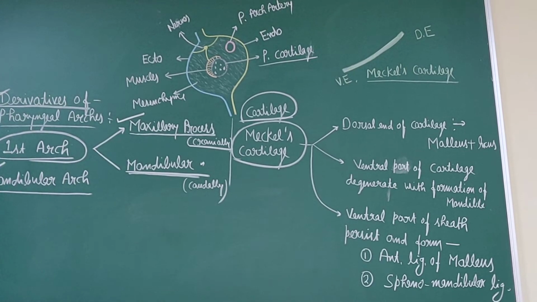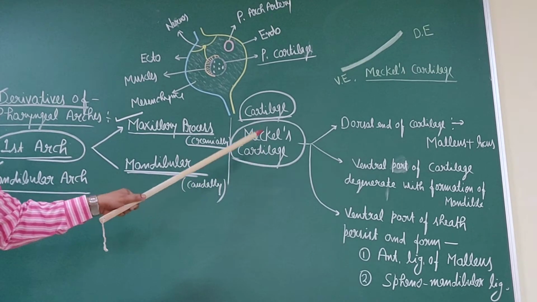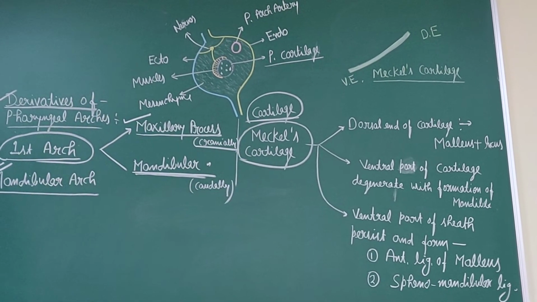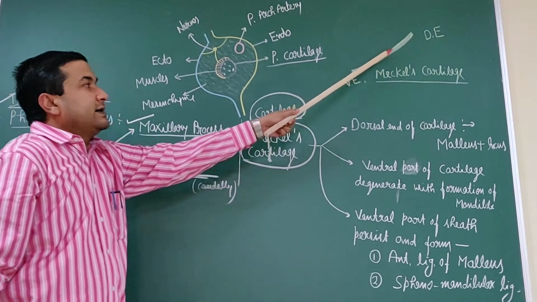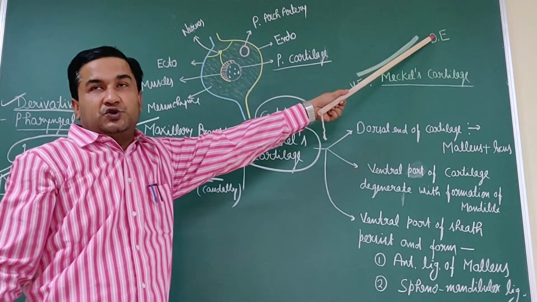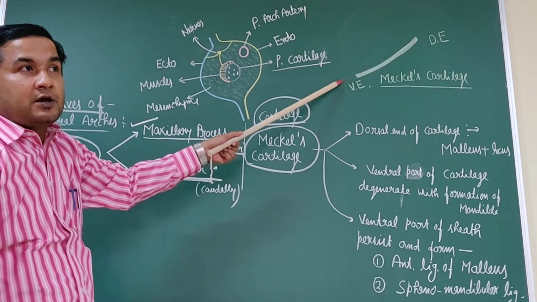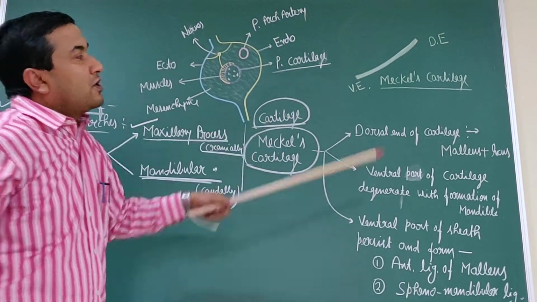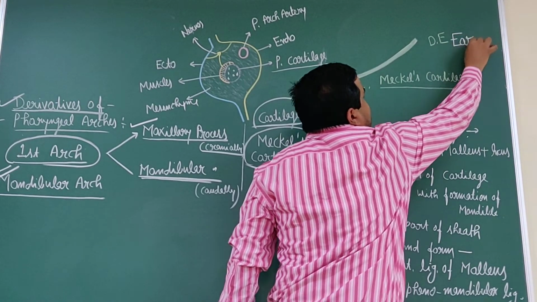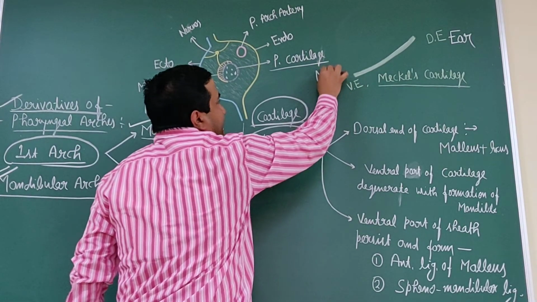Now the cartilage of the first arch, the skeleton element, is known as Meckel's cartilage. It is frequently asked in examinations, what is Meckel's cartilage? This Meckel's cartilage is the cartilage skeleton element of the first arch. It is obliquely placed. It has the dorsal end situated in a higher position and the ventral end situated in a lower position. This dorsal end is towards the developing ear, where the ear is formed, while the ventral end is towards the mandible.